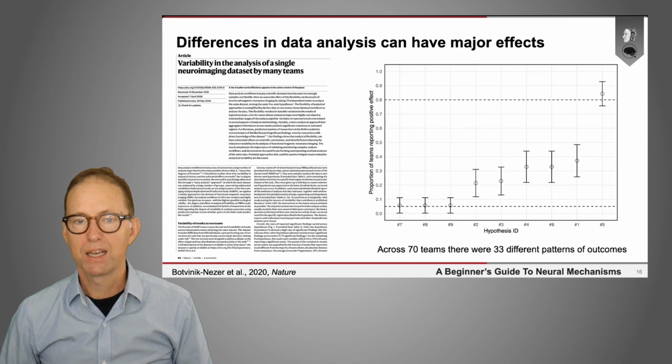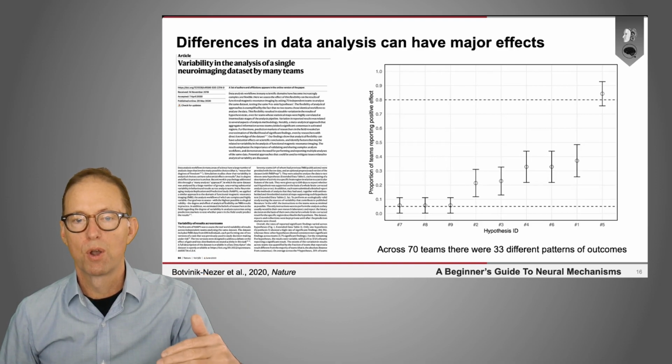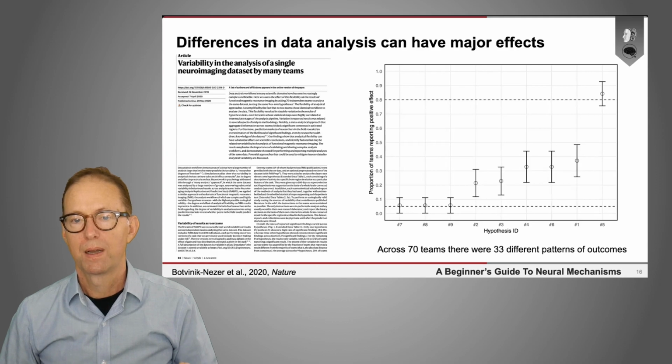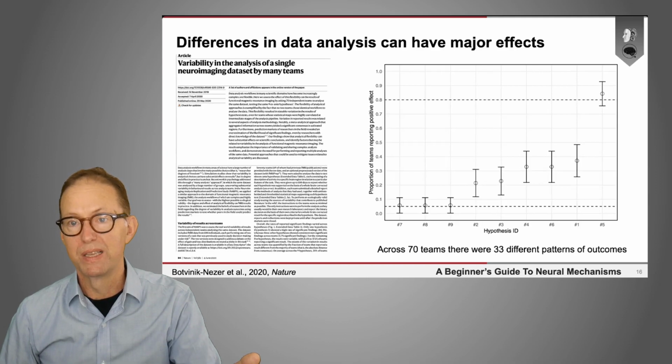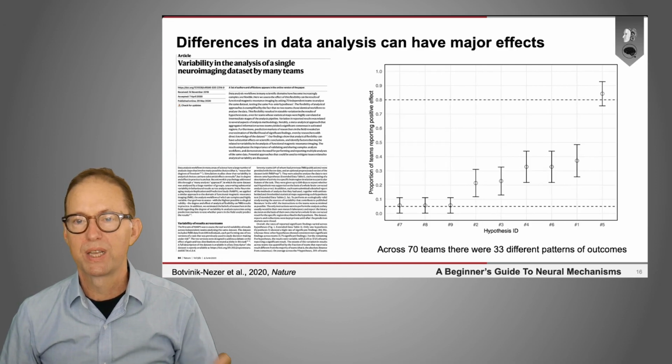Now, if everybody agreed, then all of the numbers in this plot here would be either 0 or 1. This is a plot showing the proportion of teams that reported a positive effect for each of those hypotheses. In fact, there was a ton of variability. For 3 of the hypotheses, the ones on the left, most teams agreed that there was nothing going on. For one of them, on the right, about 85% of the teams agreed that there was significant activation. But then for 5 of the 9, 20 to 40% of the teams said that there was significant activation.